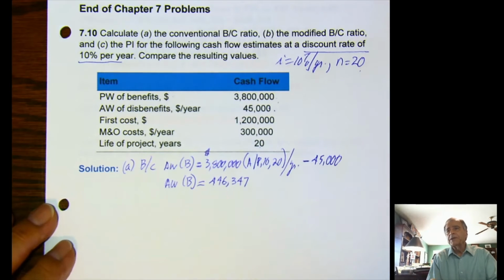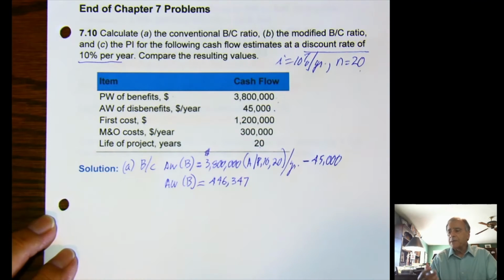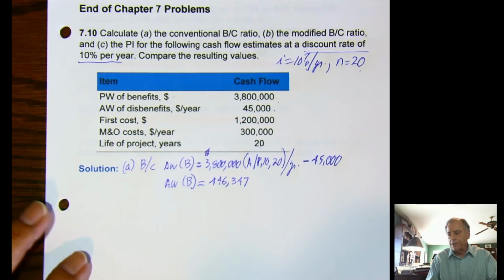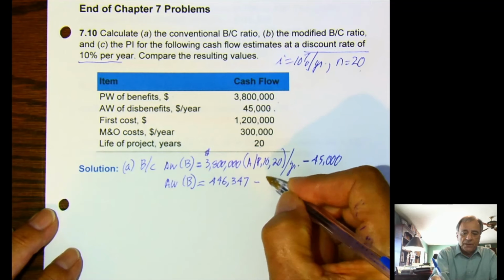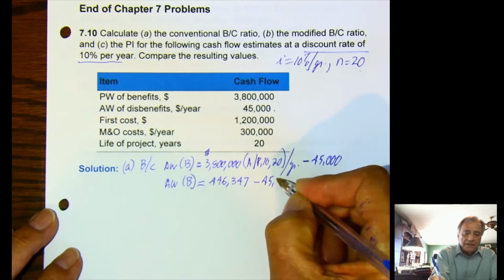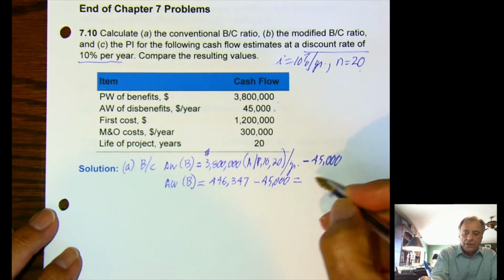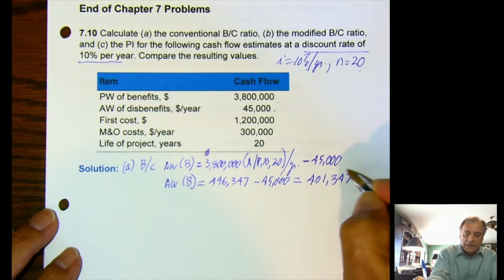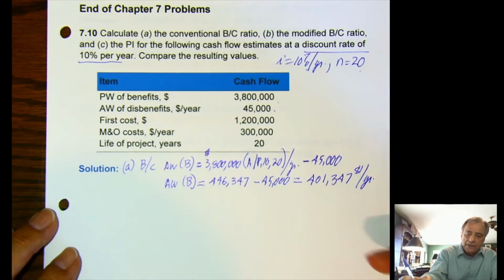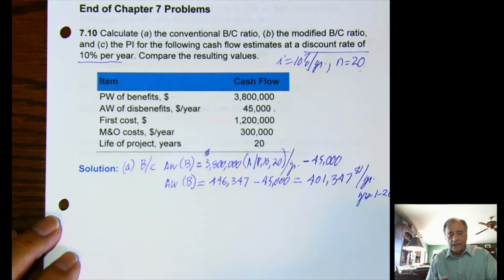It'll be a little bit different if you use the tables because we're dealing with really big numbers and the app carries more decimal places than the tables can. So, and then we subtract from this the 45,000 in disbenefits to get our annual net benefits of $401,347 per year, years 1 through 20. Okay. So now we have our benefits.